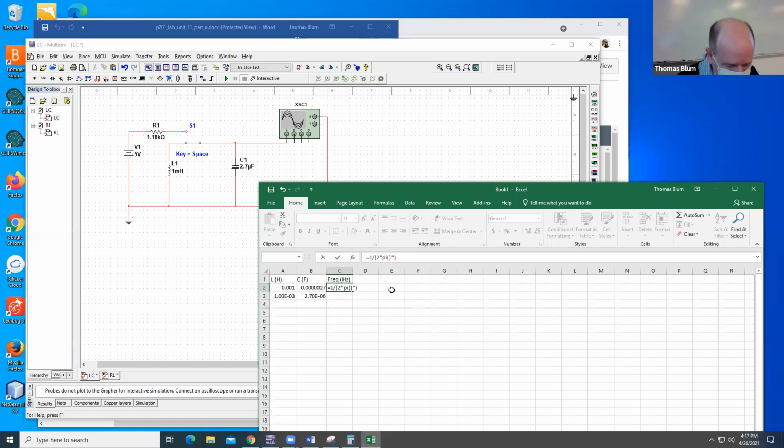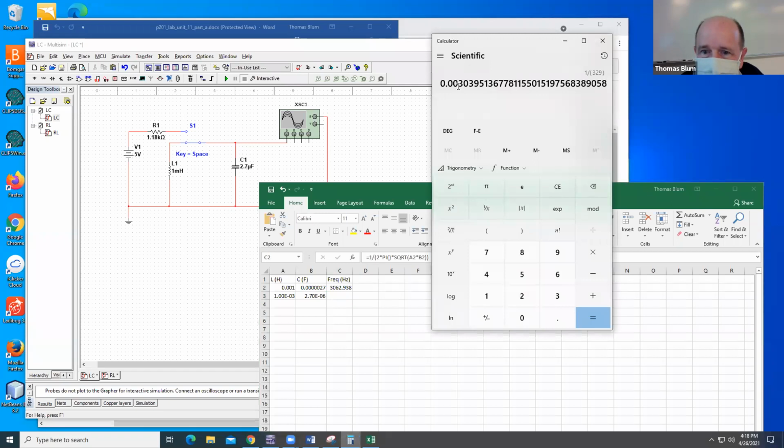And then there was the square root. So Excel has a function, SQRT, the square root function. And then it was L times C. So here's my L, and here's my C. And I'm getting that the frequency is 3062. This was my megahertz result.